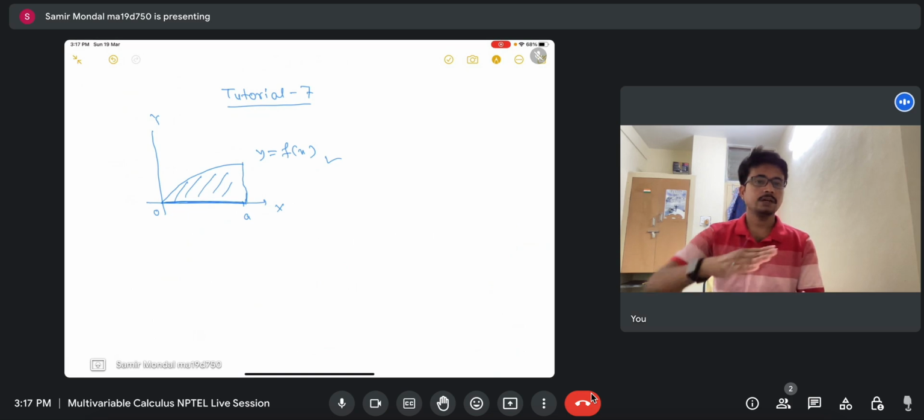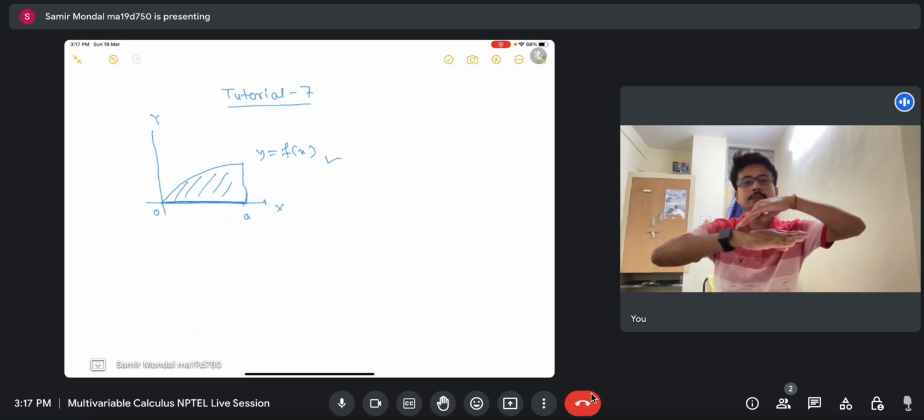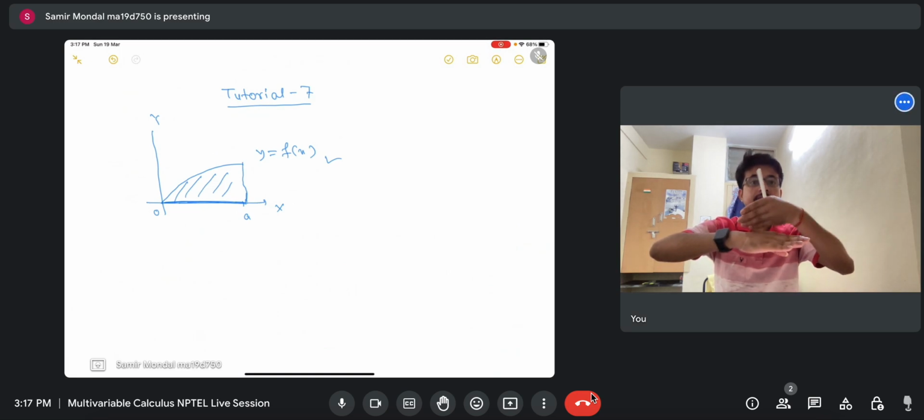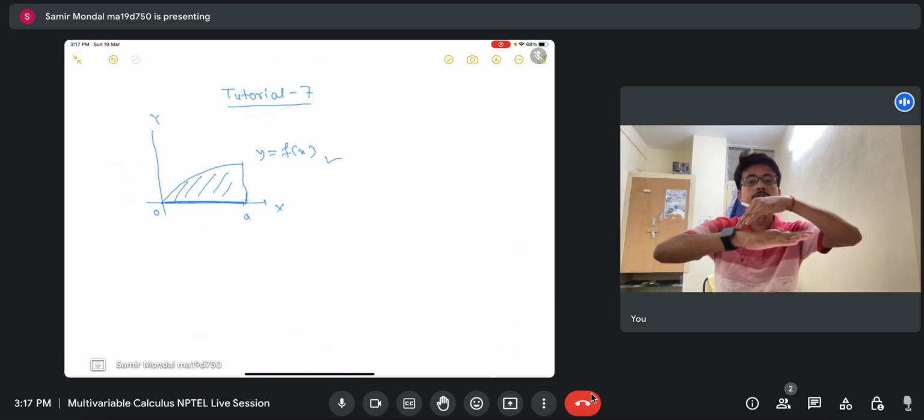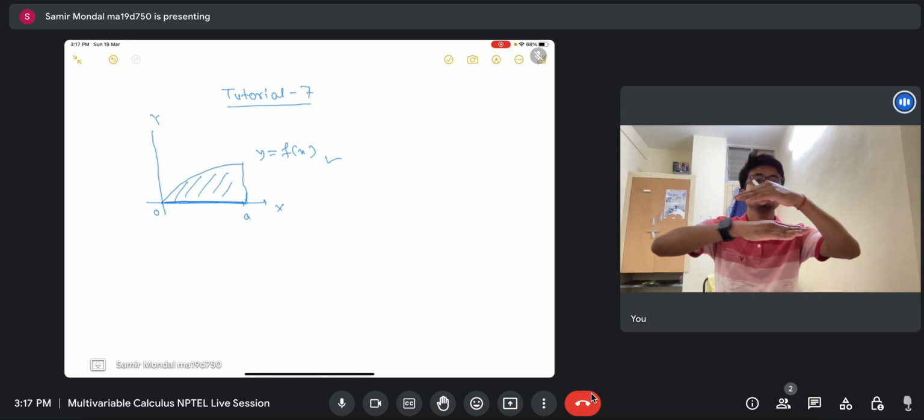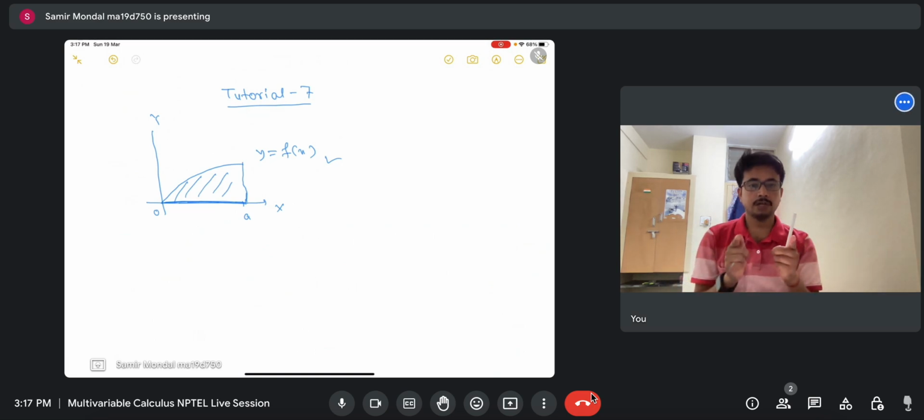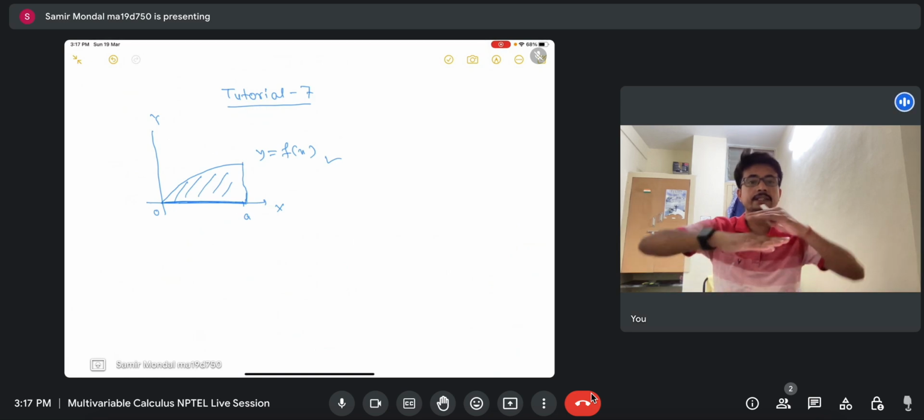Now what you have to do is rotate the plane about this line in the same plane. We rotate this plane region about this line in the same plane, and then you will get one solid. Then what is our aim? Our aim is to find the volume of this solid.